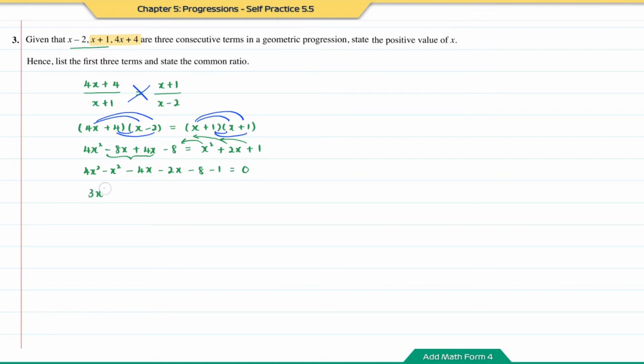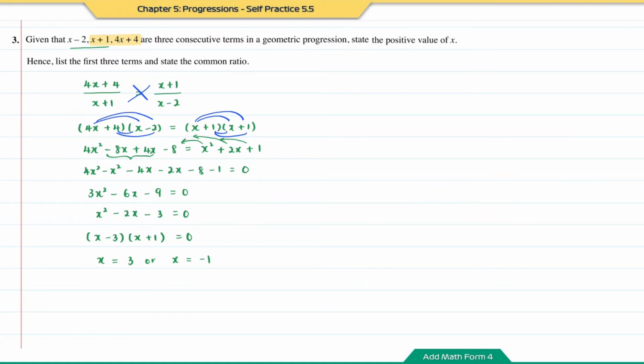So here we're going to get 3x squared minus 6x minus 9 equal to 0. We can simplify this equation further by dividing every term by 3. Therefore, you're going to get x squared minus 2x minus 3 equal to 0. And we can factorize this quadratic equation. Factorizing this, we'll get bracket x minus 3, another one will be x plus 1, equal to 0. So the answer for x will be x equal to 3 or x equal to negative 1.